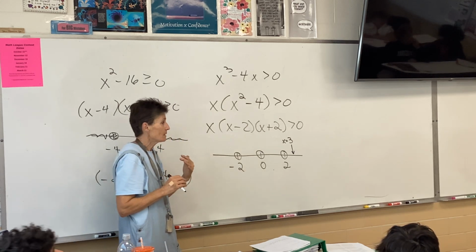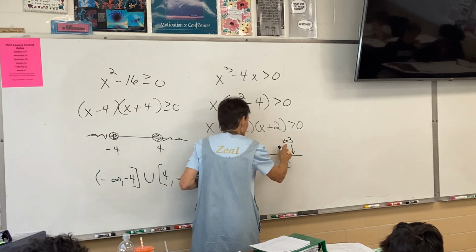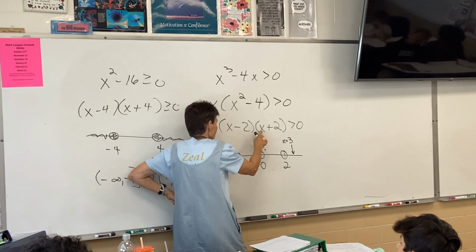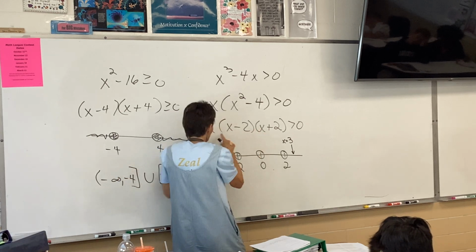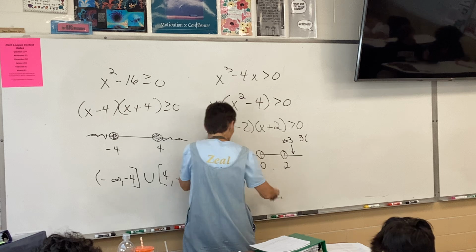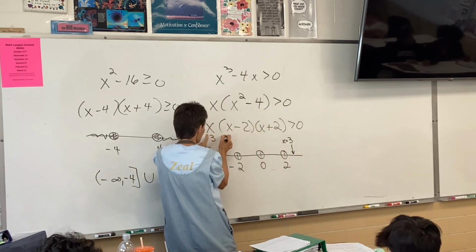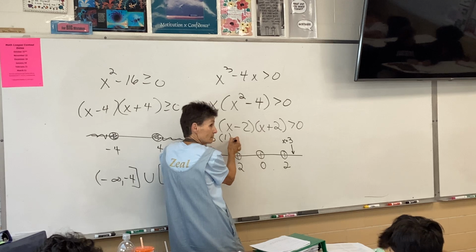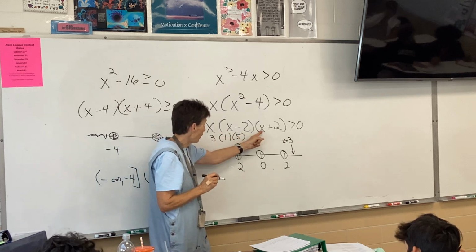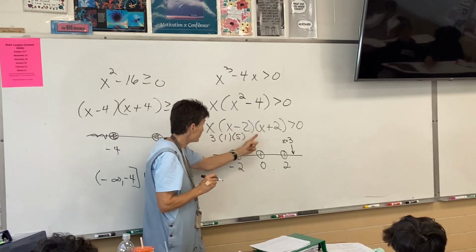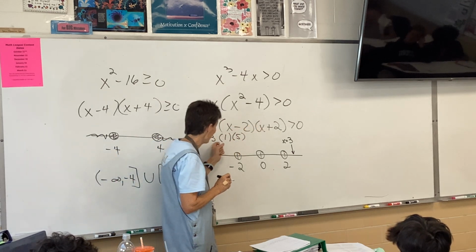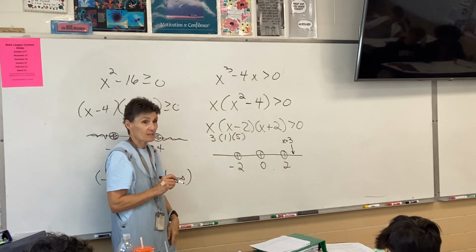I'm gonna pick 3. Take that 3 and plug it in here and here and here. Okay? So if I did that, I would have, actually, I'll do it over here, 3 times 1 times 5. Would you agree with that? I'm putting a 3 in for all my x's. So 3 minus 2, 3 plus 2. What happens when I multiply all those together? What do I get? 15.